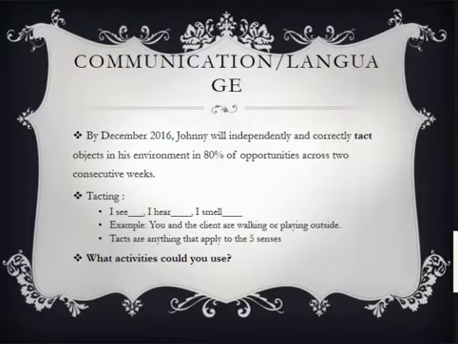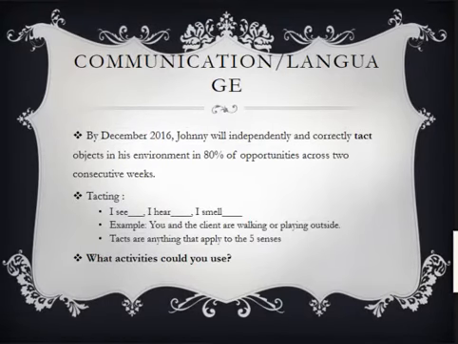Another goal you might see is Johnny will respond with similar tact phrases. That would mean that if you say I see a bird, Johnny would then say I see a dog. Or if you said I hear a dog barking, Johnny would say I hear a cat purring or whatever it is. What activities could you use for tacting besides playing outside and going for a walk?